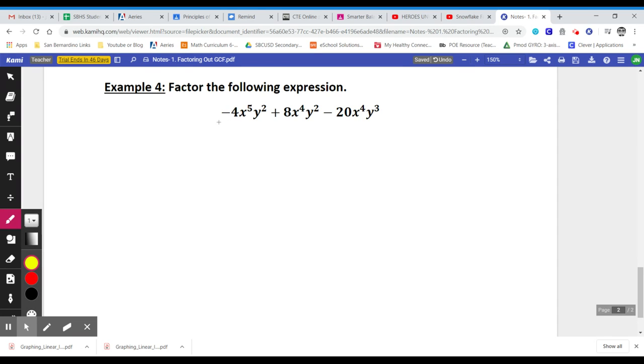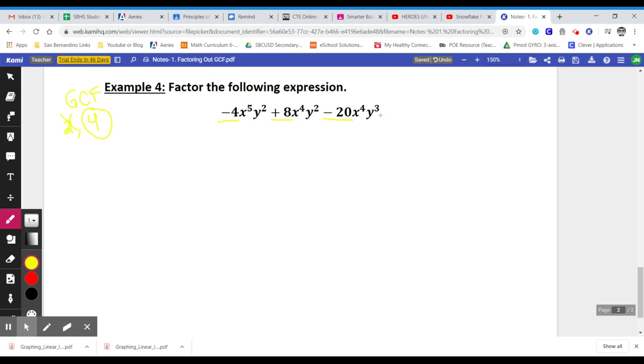So let's see, if we want to factor this expression, what can we take out of these three terms? Think about a number that you can take out of those three terms. Yes, you can take out a 2 from all of them. Yes, you can take out a 4 from all of them. However, which one is greatest? Because remember, we're looking for the GCF. So the greatest that we can take out is actually the 4.